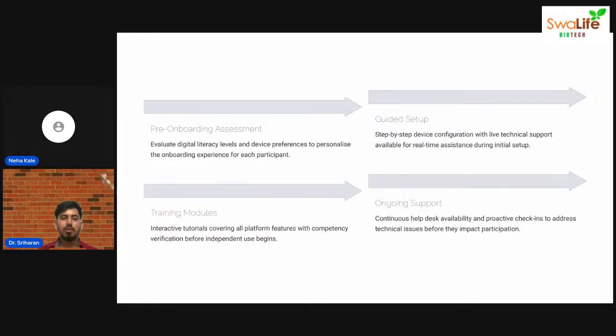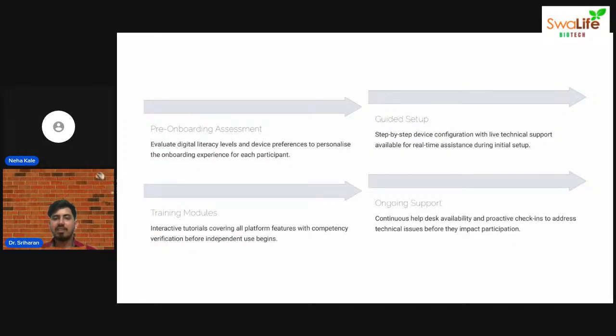And the training module. Before using the app, you give the full training module to the patient and you train the patient. This app is used for collecting the data. The wearable device should be placed on your hand for this much time, and while sleeping also you must wear the device. Likewise, you give the training module, and if anything goes wrong or malfunctions, the guided setup is also given.